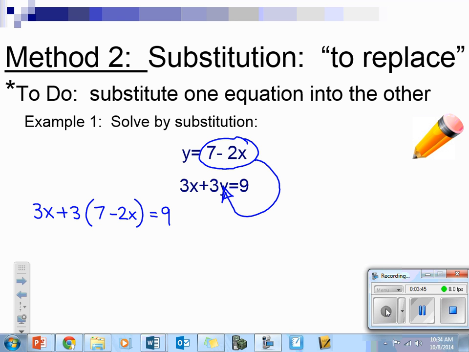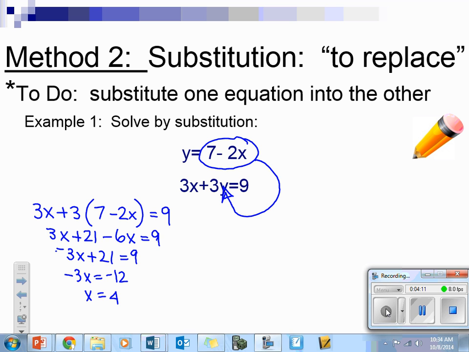Okay, and now I'm going to solve this. You can notice there's only one variable here, so now I'm going to solve for that variable x. 3x plus 21 minus 6x equals 9. 3x minus 6x is negative 3x, plus 21 equals 9. Subtract 21, negative 3x equals negative 12, x equals 4.